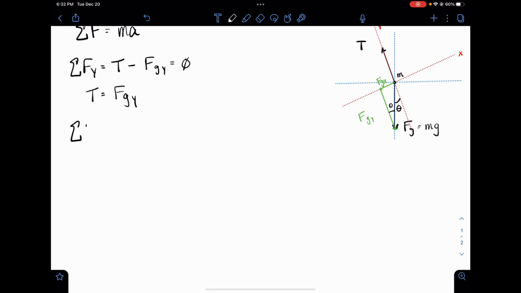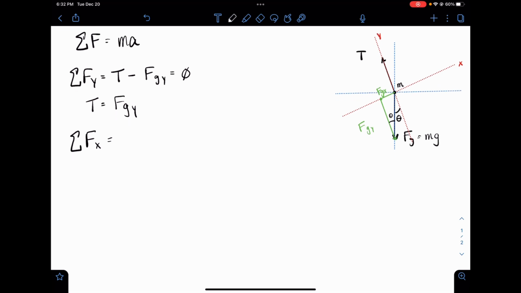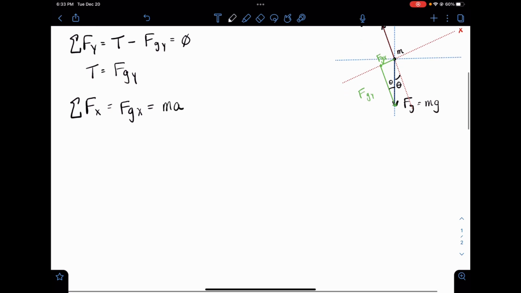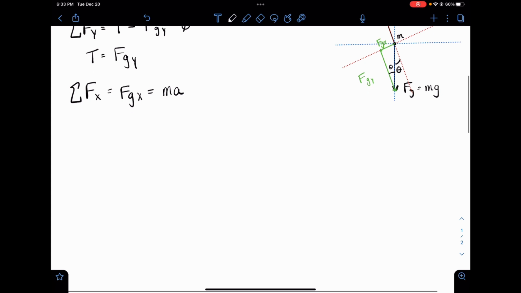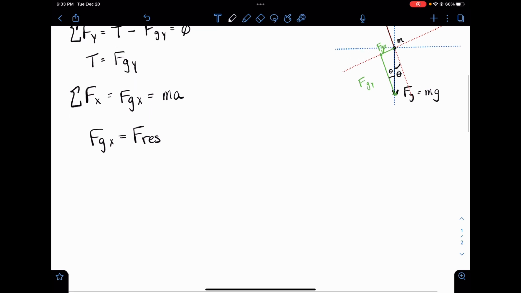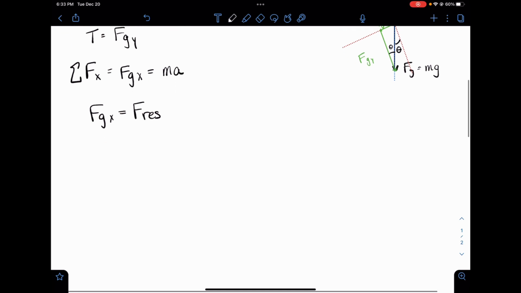Next, and more importantly, we have the force in the x direction. What this is going to equal is simply the force due to gravity in the x direction, and that is going to equal some mass times acceleration. But what we also know, an assumption that we can make, is that because this is simple harmonic motion, this force due to gravity in the x direction is acting like some restoring force, something that is essentially trying to bring it back to some neutral position.